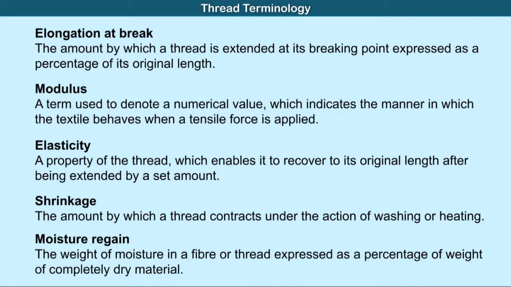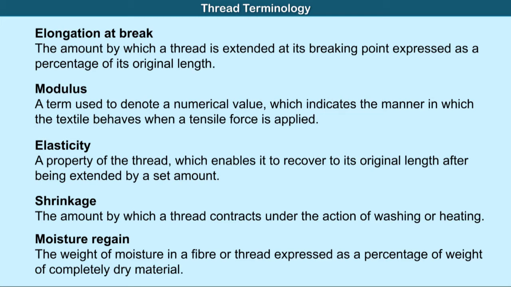Elongation at break is the amount by which a thread is extended at its breaking point, expressed as a percentage of its original length. Modulus is a term used to denote a numerical value which indicates the manner in which the textile behaves when a tensile force is applied.